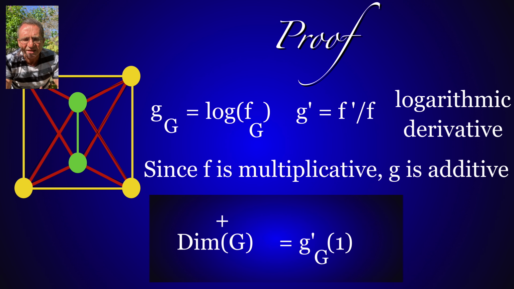So again, here's the key idea: because f is multiplicative, the logarithm g is additive, and also the derivative g prime is additive. But this is just f prime over f. As f of 1 is 1 plus the number of elements in G, and f prime of 1 is the sum of the f_k's multiplied by k plus 1, the number of vertices times cardinality, the additivity is clear.